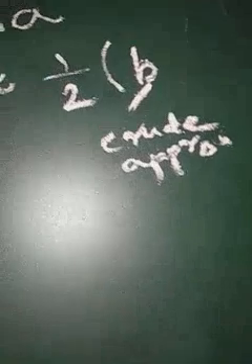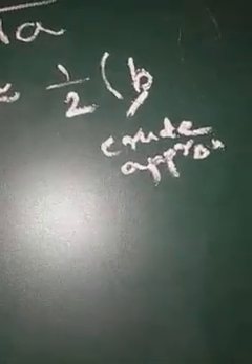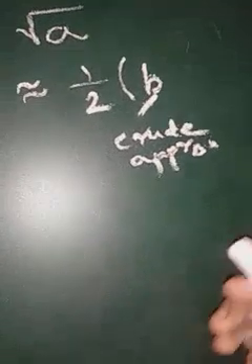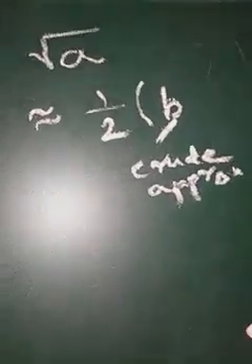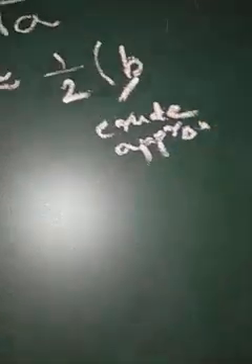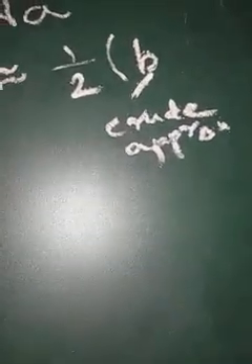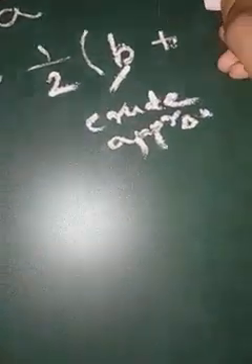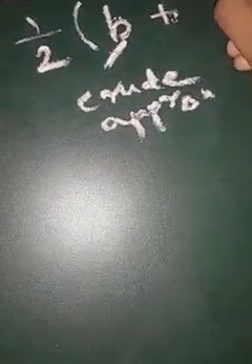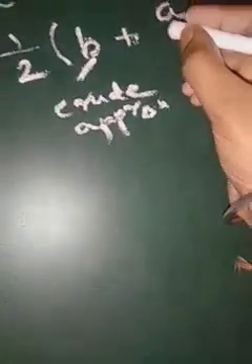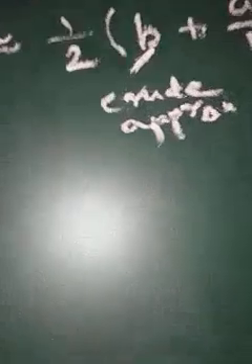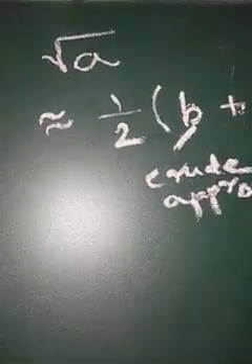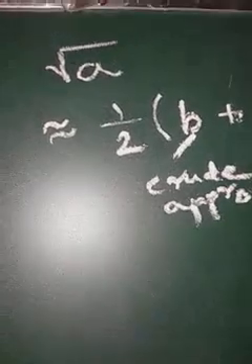Here the current has gone and we are destined to perform it in the darkness. Okay, half times, within brackets, the crude approximation plus the number whose square root is needed divided by that crude approximation. This will give us a very good approximation, a nearer approximation than the crude approximation to root a.